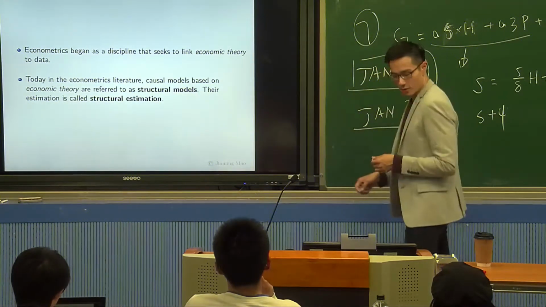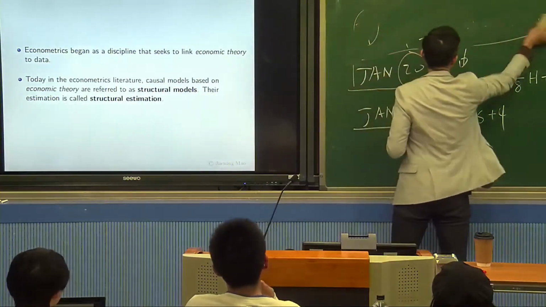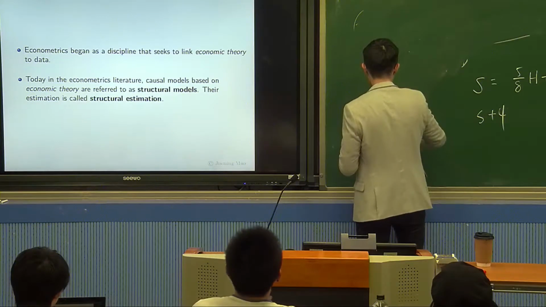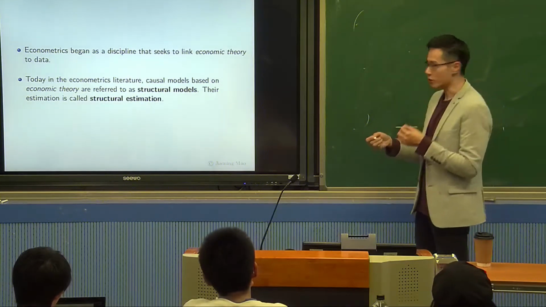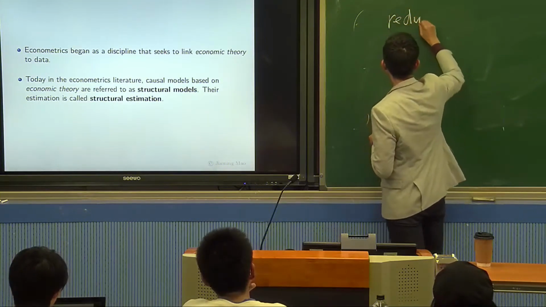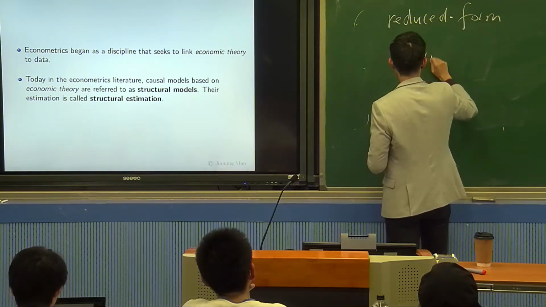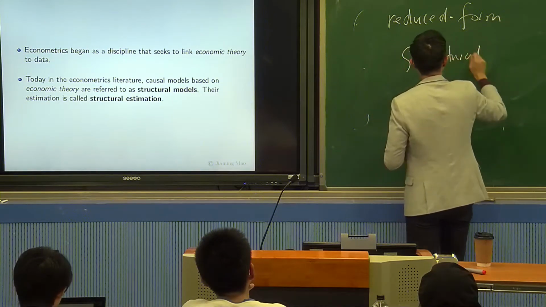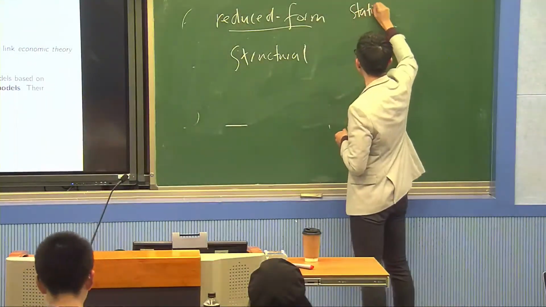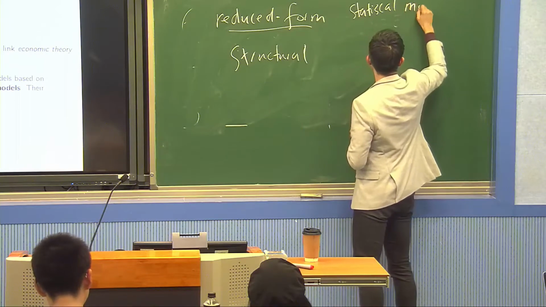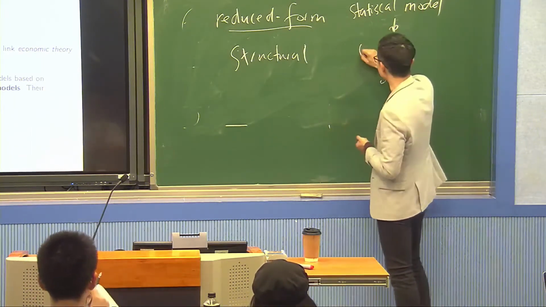So it turns out that this is not the only way. So in economics, there has long been applied economic research. There has long been two camps that battle with each other. So one camp is called reduced form. The other camp is called the structural. Now, the reduced form camp basically rely on statistical model to do causal inference, to identify treatment effects or causal effects. Okay?